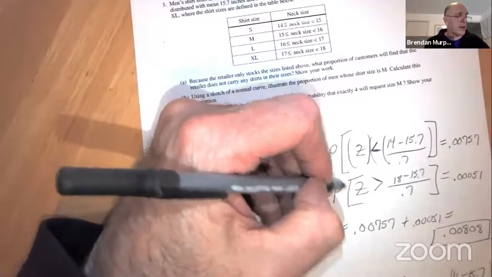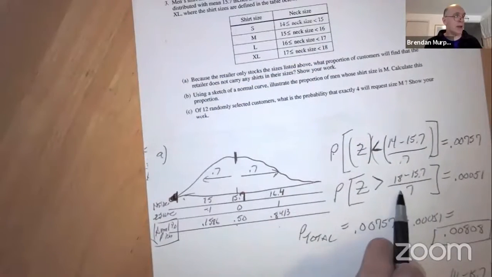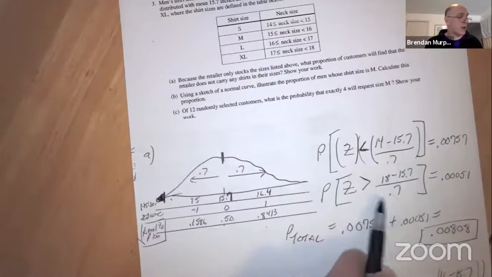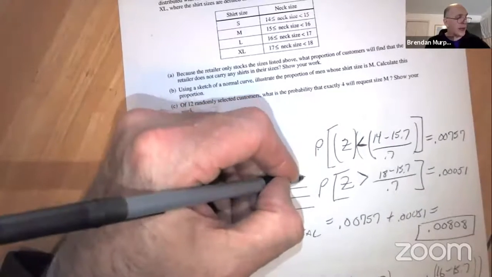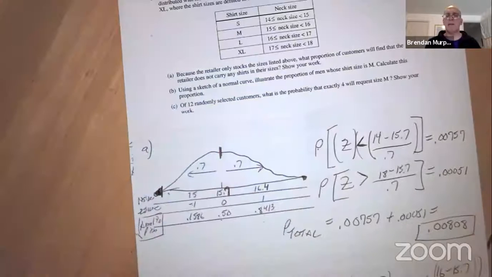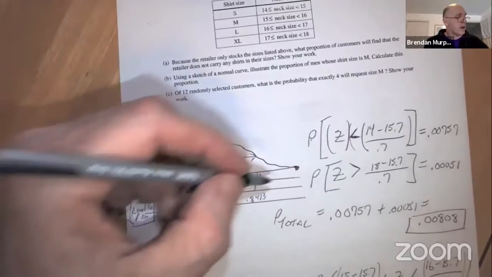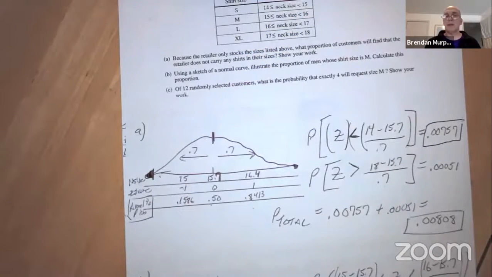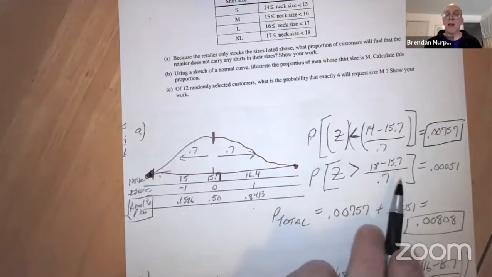Similarly, what's the probability that my Z-score is greater than my largest size, 18 minus 15.7 over 0.7. Again, that's almost 3 standard deviations above the mean. So it's way, way up here in my upper tail, really, really small. You might not even see it if I went to my calculator. So I added those 2 probabilities. This first one was 0.00757. Well, that's really pretty small, right? We knew this one was going to be even smaller than that, right?